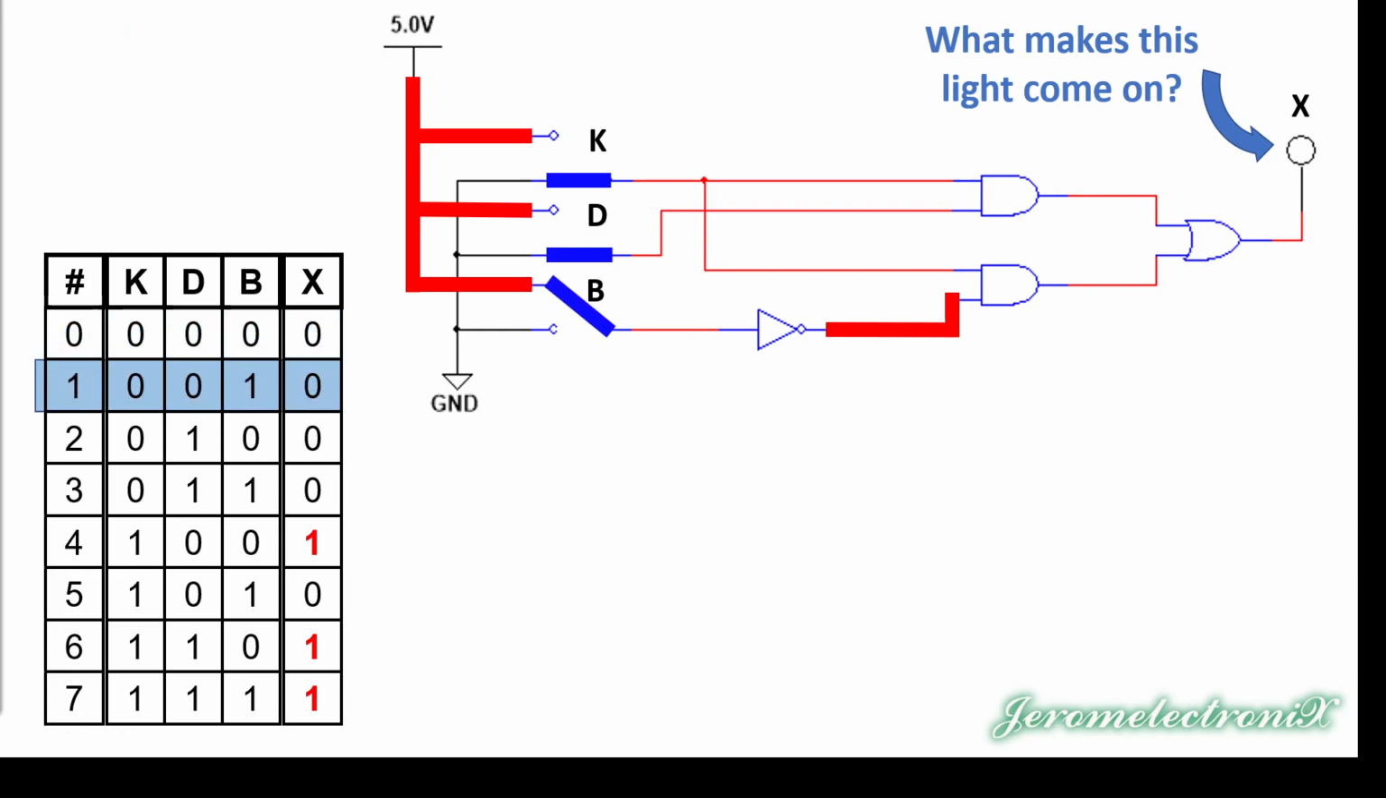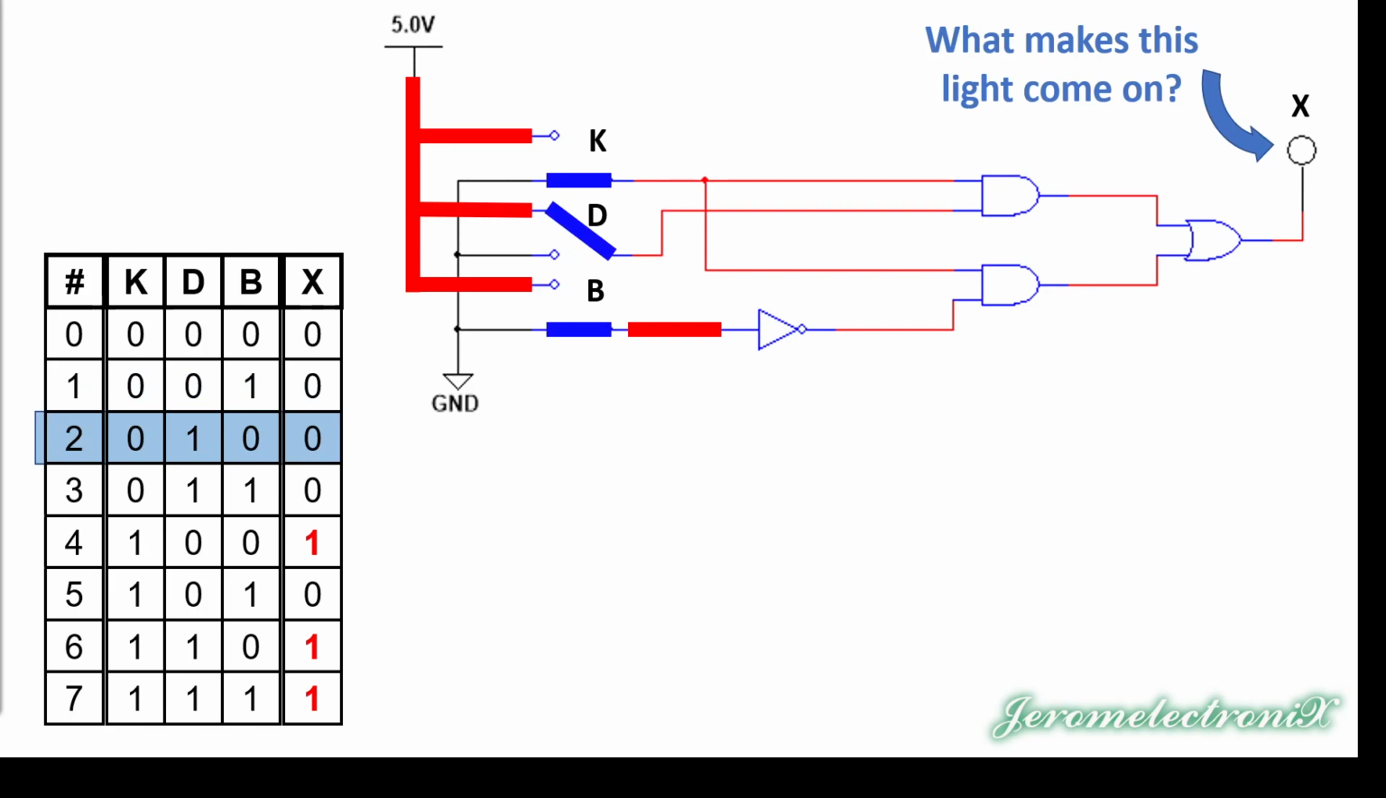Now, switching to the next row, what we have done is we have switched B to a 1. What does that do? Well, that actually pressurizes before the NOT gate and drains after the NOT gate. Not much of a change. Nothing else has changed, so that light still is off.